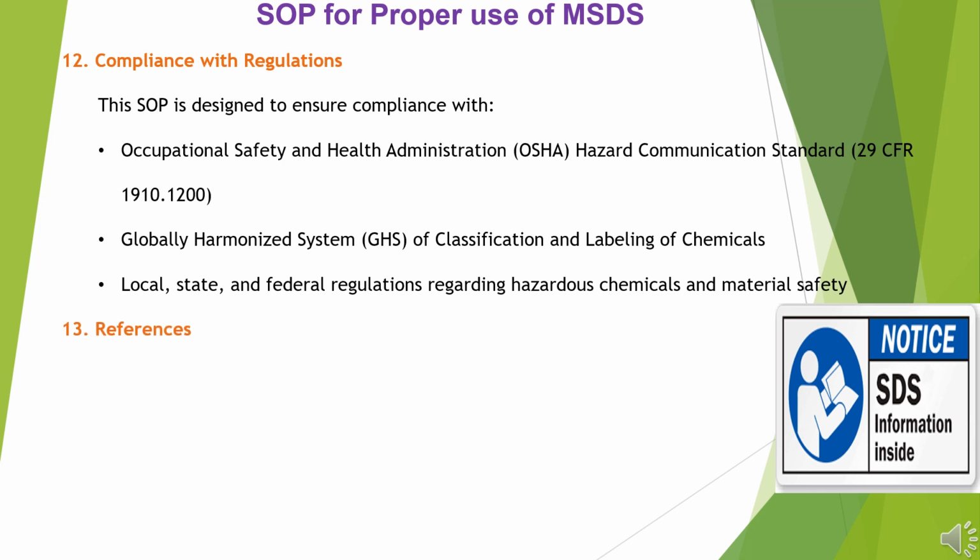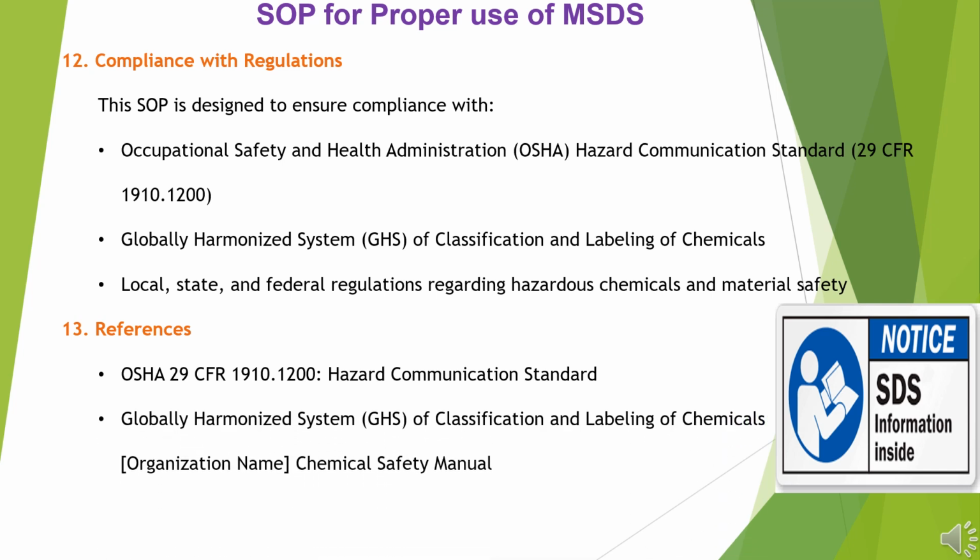13. References. OSHA 29 CFR 1910.1200, Hazard Communication Standard. Globally Harmonized System, GHS, of classification and labeling of chemicals. Organization name, Chemical Safety Manual. Supplier/manufacturer, MSDS Guidelines.